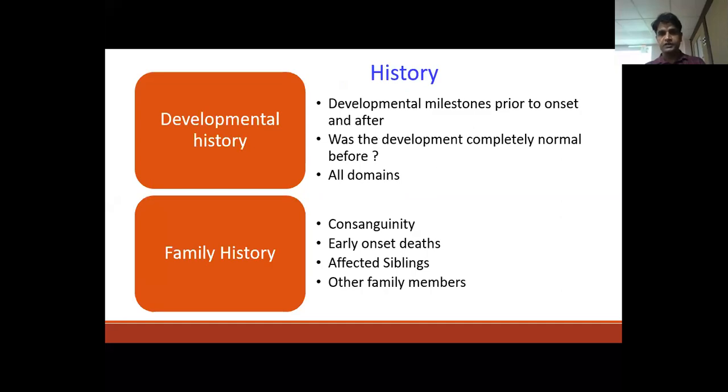So development history is very important. What is the development prior to the onset where they notice the problem? Was the development completely normal before? And you have to go step by step in all domains, all developmental milestones. Now, family history of consanguinity is important. Early onset deaths, affected siblings, and any other affected family members.